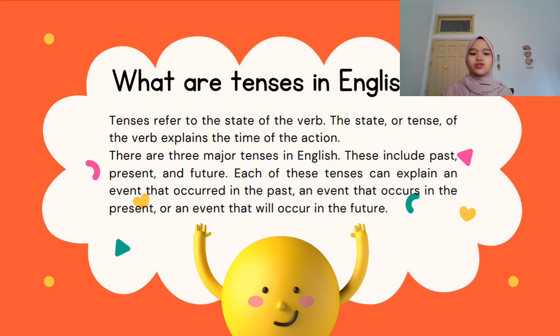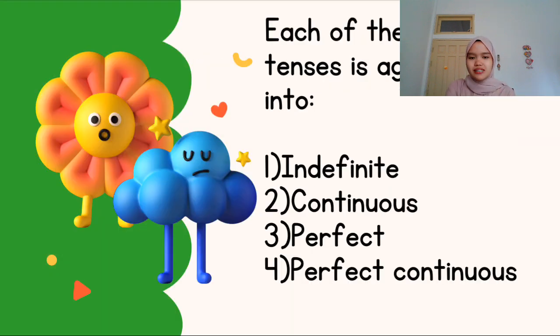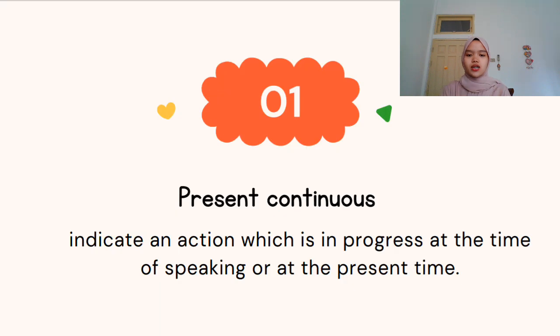So, tenses refer to the state of the verb. The state or tense of the verb explains the time of the action. There are three major tenses in English. These include past, present, and future. Each of these tenses can explain an event that occurred in the past, in the present, and in the future. Each of these principal tenses is again subdivided into indefinite, continuous, perfect, and perfect continuous. So now I will explain some of them in my presentation.